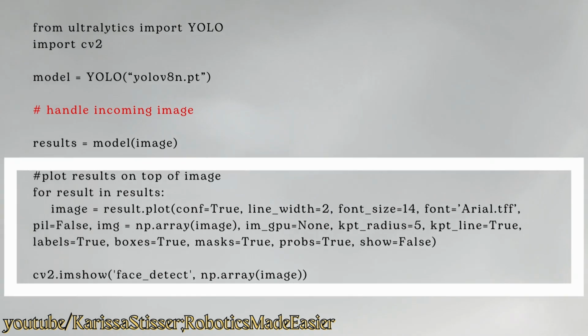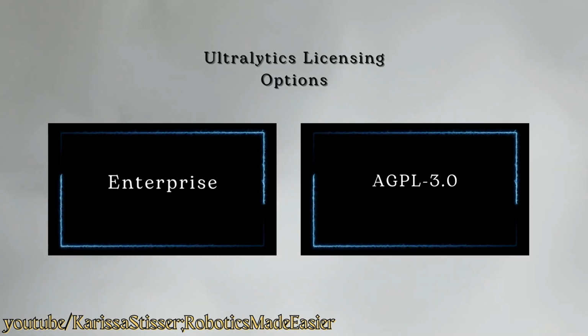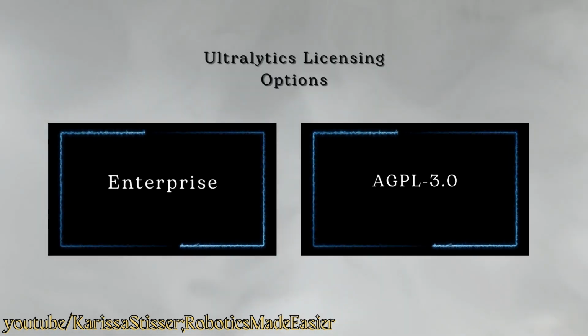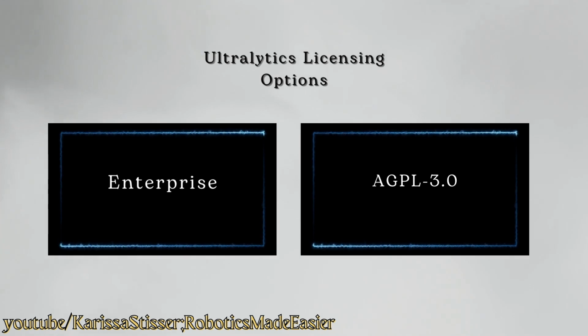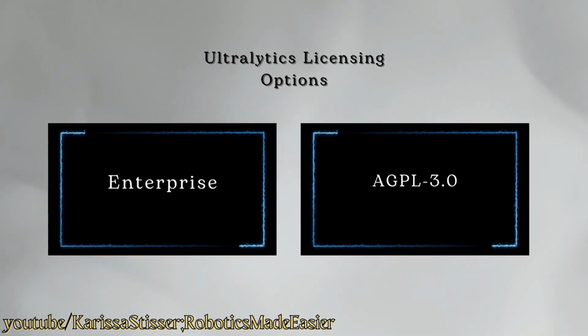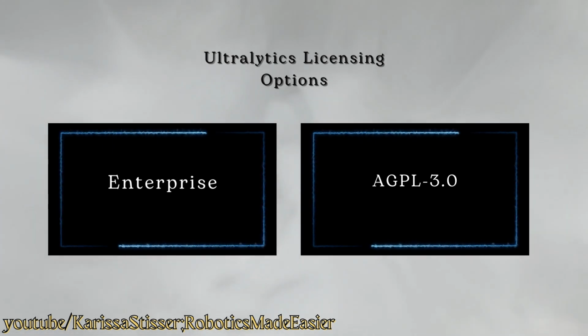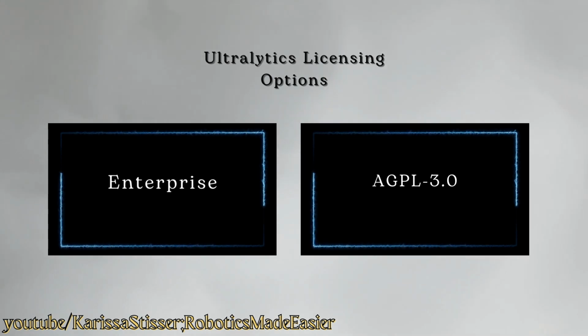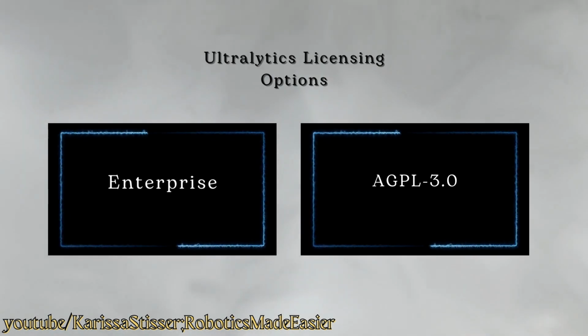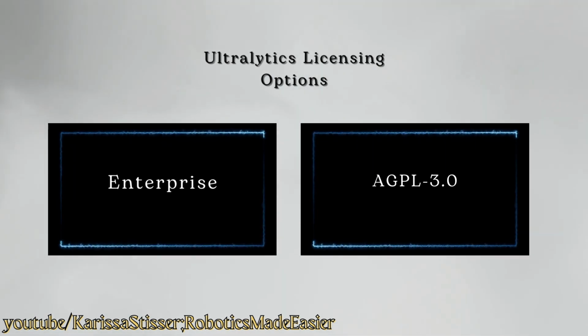And Ultralytics licensing options, so they either have enterprise, you need to contact them to be able to get pricing. And everything that I'm doing is going to be the AGPL 3.0. It basically just keeps things open source and allows the community to continue to contribute and improve upon the model.